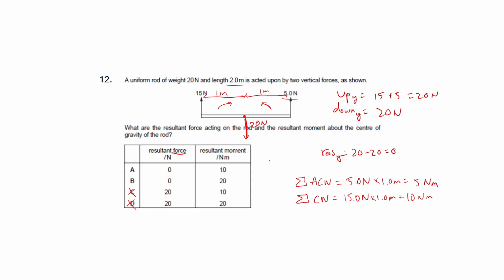And since we're looking for the resultant moment, we can figure out the difference between these two. These two actually go in different directions, so we subtract them. Sorry, this is 15. We subtract them and find their absolute difference. So you get 15 newton meters minus 5 newton meters is equal to 10 newton meters. So in this case, our answer is A.